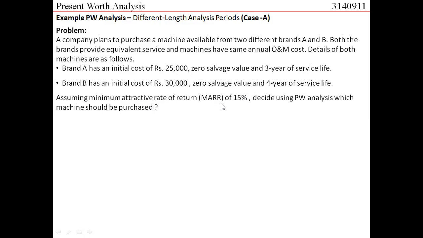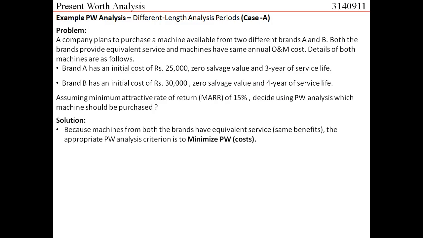Assuming a minimum attractive rate of return of 15%, we are supposed to decide using present worth analysis which machine should be purchased. If you carefully see this problem statement, you would realize that the alternatives have different useful lives, different service lives. Brand A machine has 3 years, brand B machine has 4 years. And actually, I am not given the project life, that is, the analysis period that I am supposed to take, right? If required, you can pause here and go through the problem statement once again to clearly understand what is mentioned.